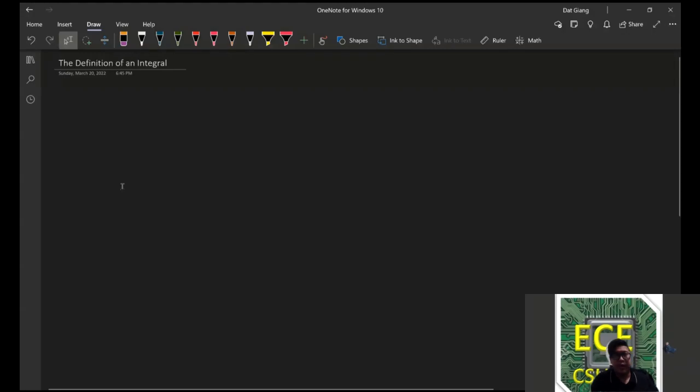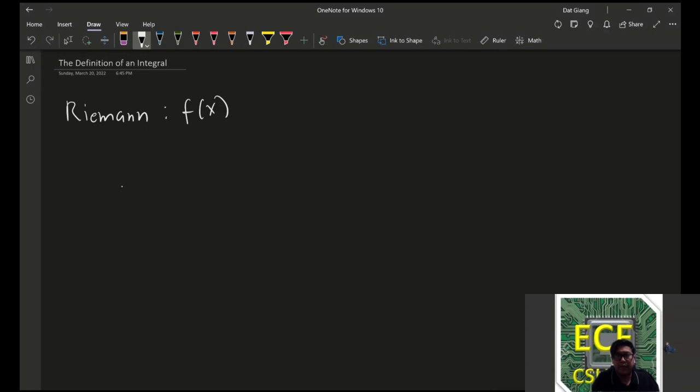Okay, so now let us discuss the integral. Recall that we discussed the Riemann sum. The characteristic of a Riemann sum is that we have a variable height given by f of x, but a fixed width, delta x, which is given by (b minus a) divided by n.